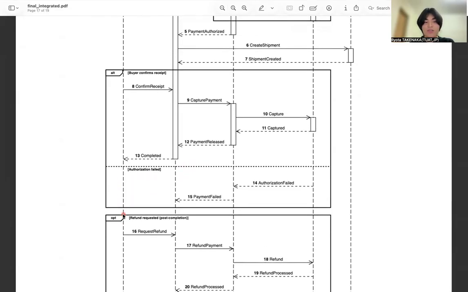This diagram also shows an alternative flow for authorization failure and optional refunds.